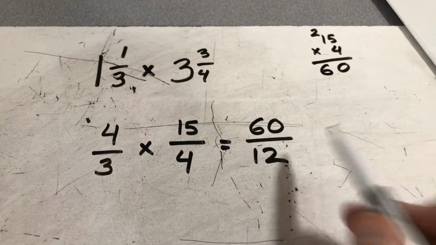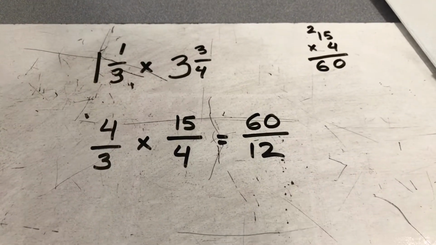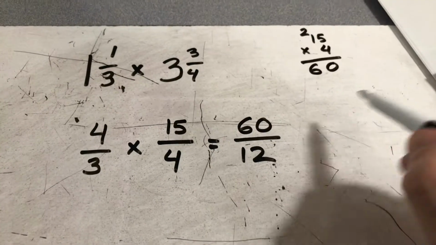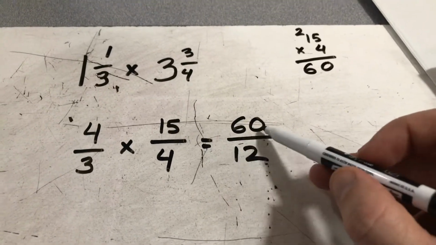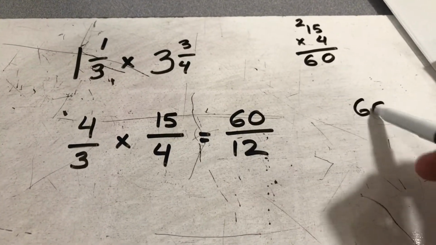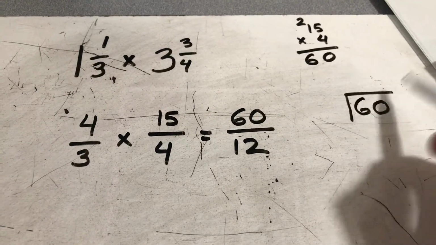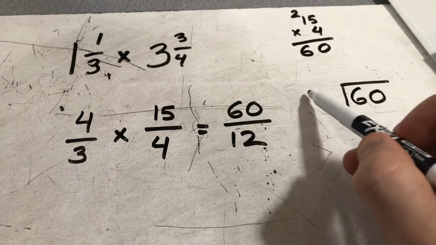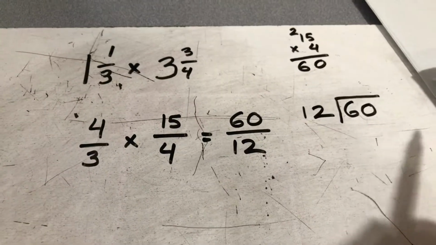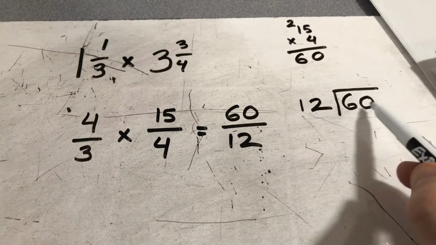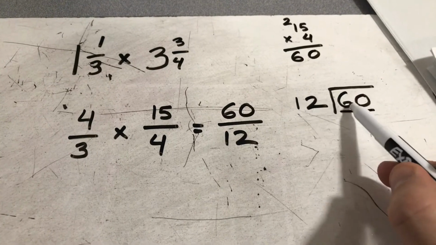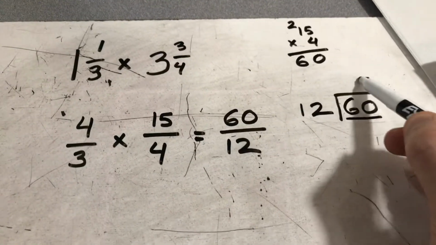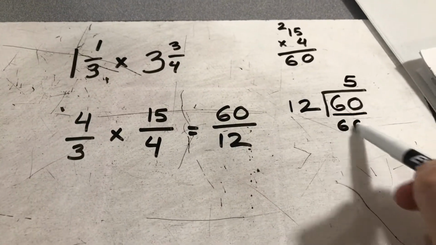12 goes into 60 how many times? Well, you should know it's 5, but if you need to do the long division method, make sure that your numerator, remember, is going to be your dividend. It's going to be inside your division bar here. And then your denominator is going to be your divisor. So this is how you would set it up. 12 goes into 60 how many times? It doesn't go into 6, it goes into 60. It goes in just 5 times.